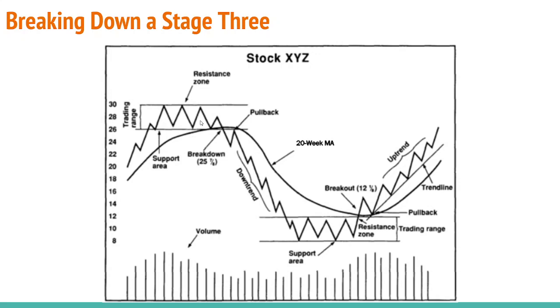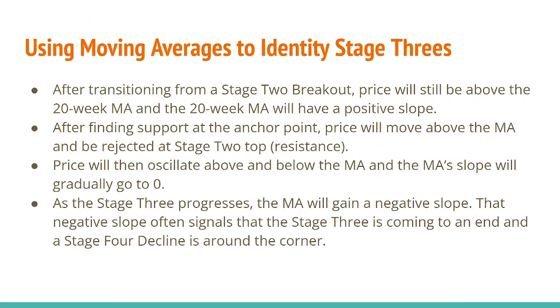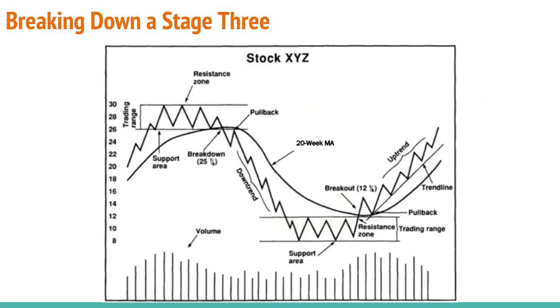But in our real-life chart examples, you'll see what I'm talking about when price is oscillating above and below that moving average. And then finally, as the Stage 3 progresses, the moving average will gain a negative slope. That negative slope often signals that the Stage 3 is coming to an end, and a Stage 4 decline is around the corner. So, as you should know, the slope of the moving average is really the most important thing if we're trying to do any forecasting.